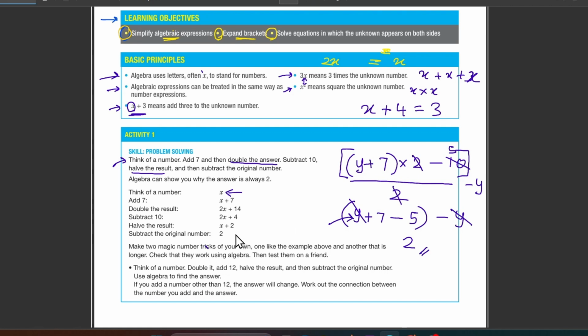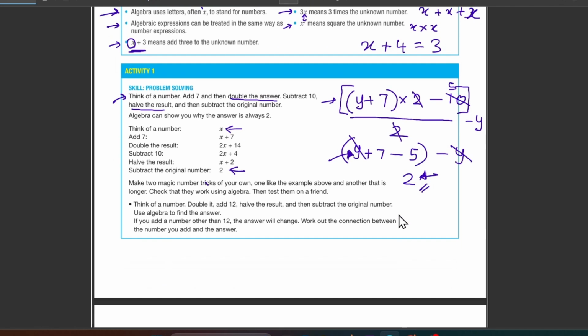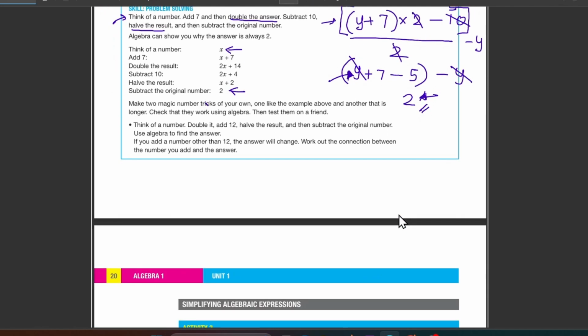So that's why they are saying we always get 2, even though y is a completely different value for two instances, always the answer of this expression will be 2.